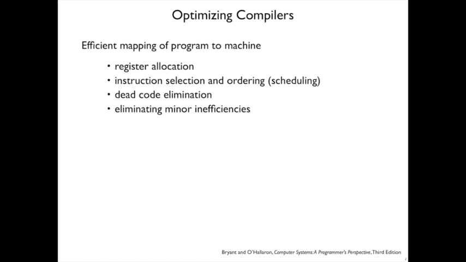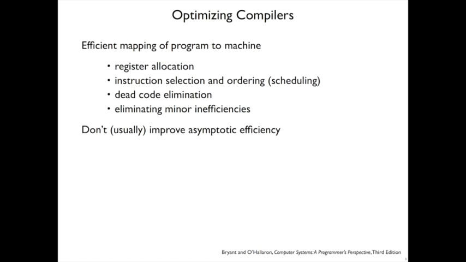When mapping to machine code, that means deciding how to use registers so that the machine will not have to go fetch values from memory more than necessary. Picking instructions that are faster or more compact. We've seen using LEA, for example, instead of sequences of adds. Getting rid of code that isn't going to run at all, that we call dead code, and eliminating other minor inefficiencies.